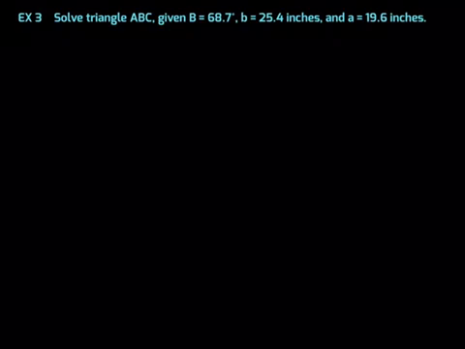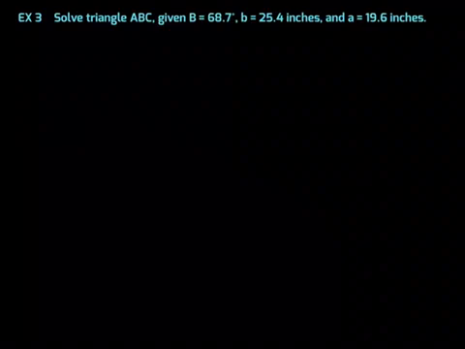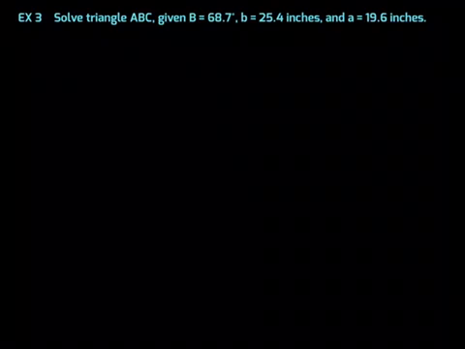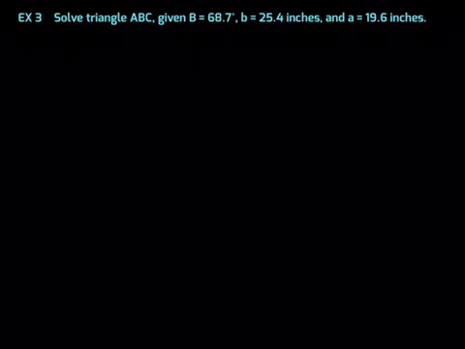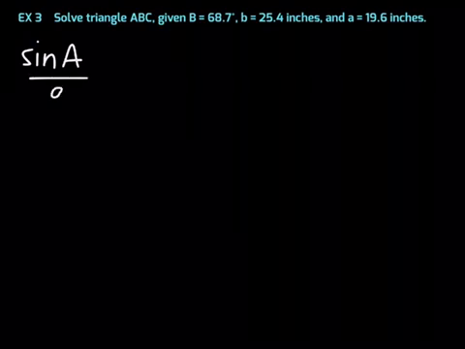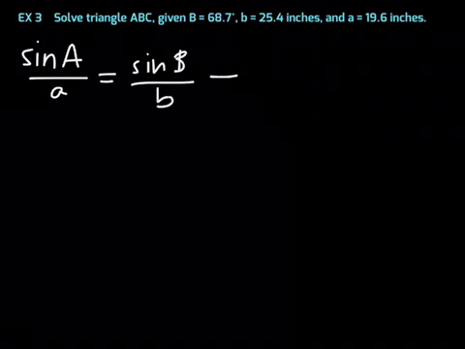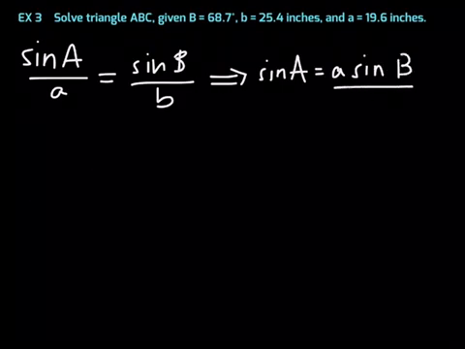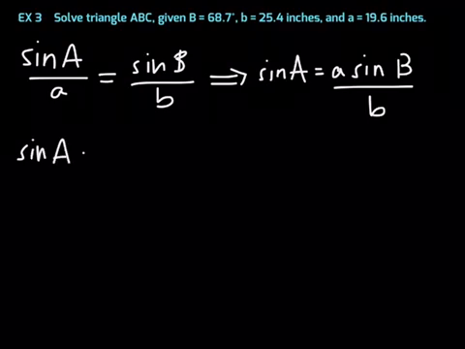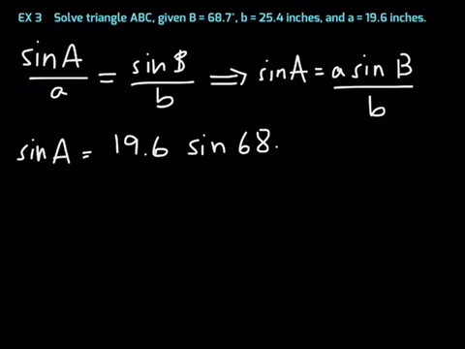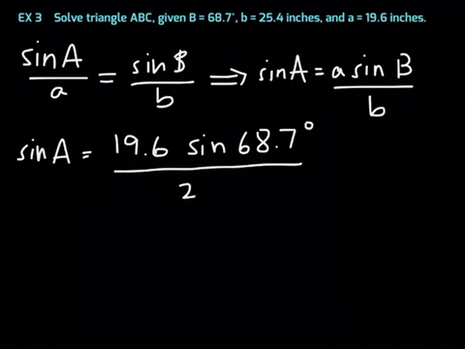Okay, guys, solve triangle ABC given angle B is 68.7 degrees, side B is 25.4 inches, and side A is 19.6 inches. Let's start with the law of sines. I see side B and angle B are given, side A is given, but angle A is missing, so I'll start with angle A. Law of sines says that sine of angle A over side A must be the same as sine of angle B over side B. That implies that sine of angle A is exactly equal to A times sine of angle B all over side B. So sine of angle A is equal to 19.6 inches times sine of 68.7 degrees, all divided by 25.4 inches.